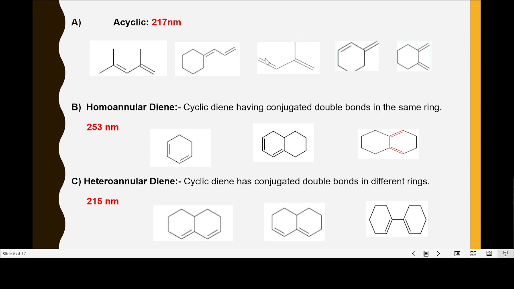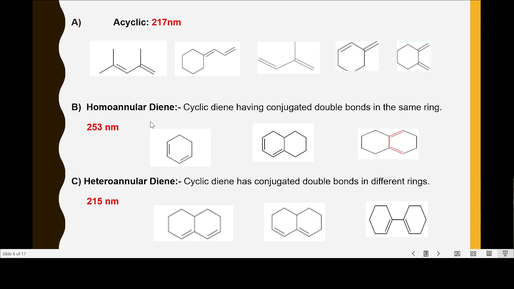Coming to this example, 1,3 butadiene structure 1, 2, 3, 4. There is no ring structure, so for this also the value is 217. Even though in the fourth example a ring is there, one double bond is present inside the ring and another double bond is present outside the ring, so it is considered acyclic. For the last example, even though there is a ring, both the double bonds are outside the ring, so it is considered acyclic. So for all these examples, the lambda max value, or base value, is 217 nanometer.